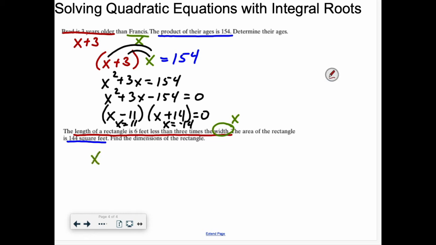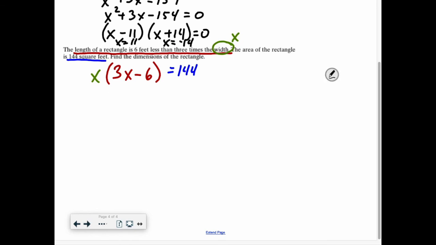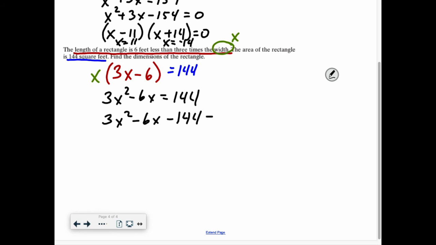Now, what's in red? The length. The length of the rectangle is 6 feet less than 3 times the width. So we're going to have 3x minus 6, and it's going to be equal to 144. Cool, so let's simplify this stuff a little bit. Get it into standard form. And now, what I can ask is if there's a GCF. There is, it's 3.